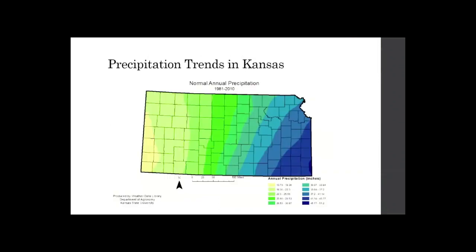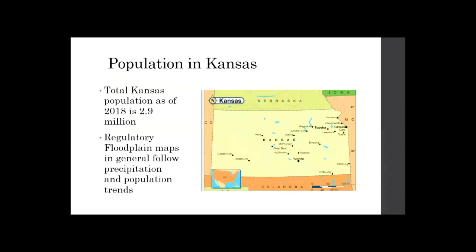Some precipitation trends in Kansas. So in the western parts of the state, it is fairly dry with annual precipitation, in many areas being less than 20 inches per year. As you move towards the eastern parts of the state, you get an increase of precipitation, especially in the southeastern portions that can get up to close to 50 inches of rain.